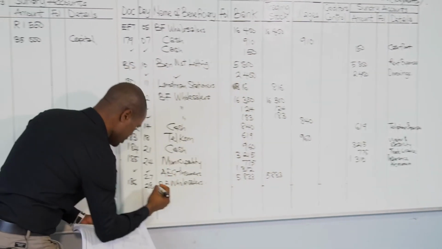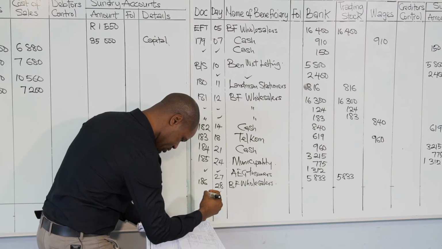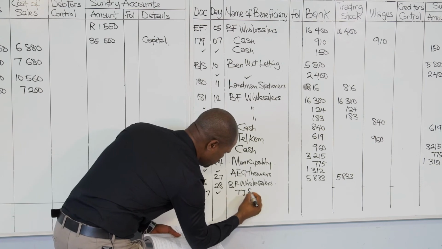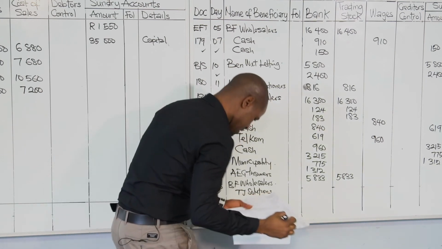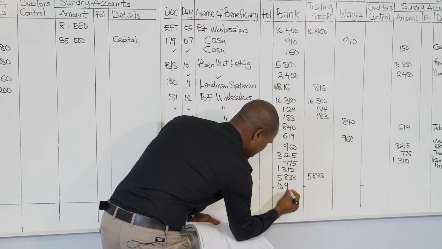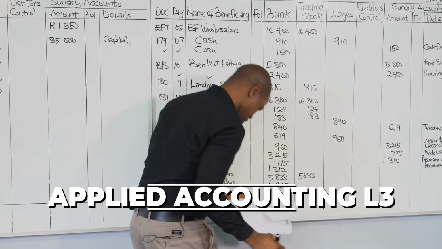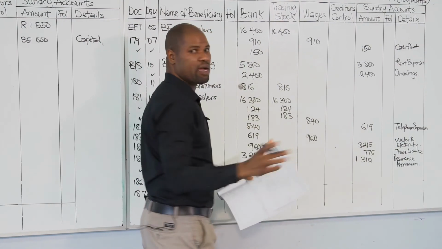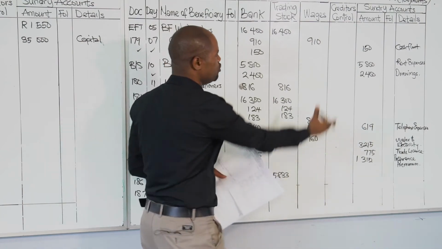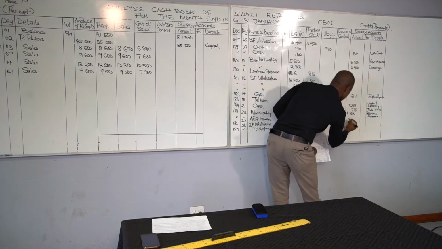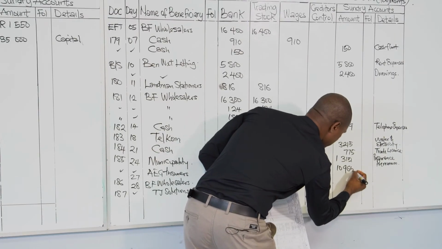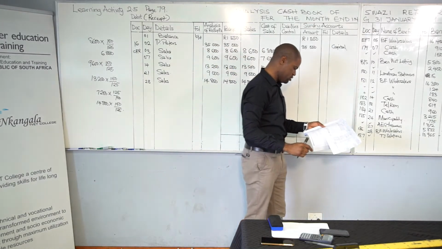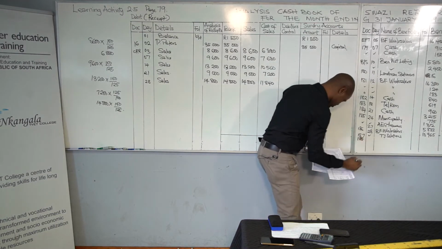Then the second one he paid on the same date with another check. The check is 187, paid for TJ Solutions. The amount is 10,965 for a new set of computers. And if you look at computers, I don't have a heading for computer. So computer in accounting is regarded as equipment. So it's going to be under my sundry accounts: 10,965 as equipment.